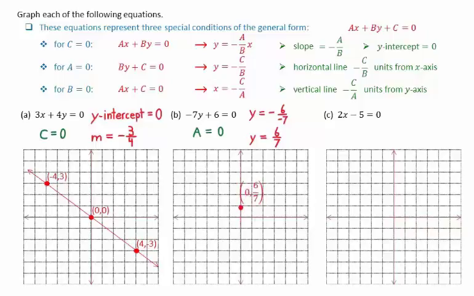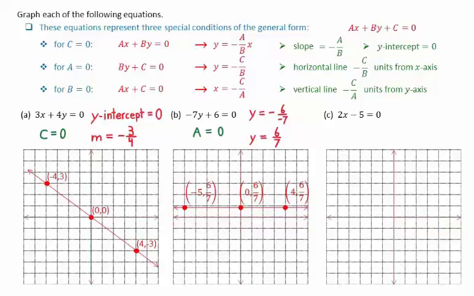If x is 0, y is 6 over 7. If x is 4, y is 6 over 7. Similarly, negative 5, 6 over 7 is also on this line. We then connect these points with a line.